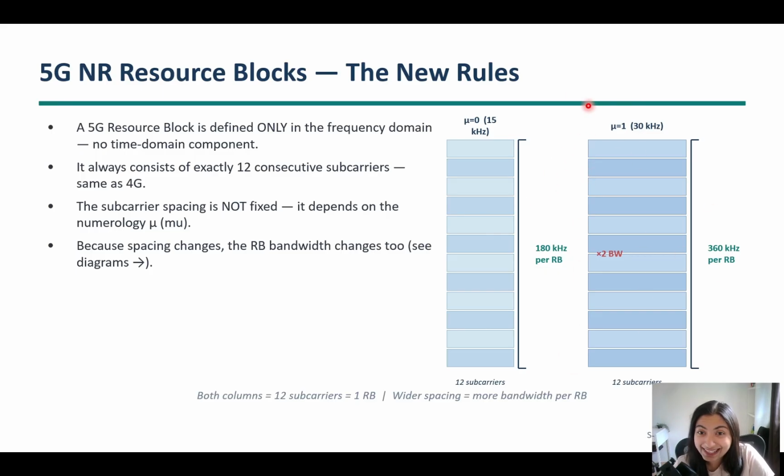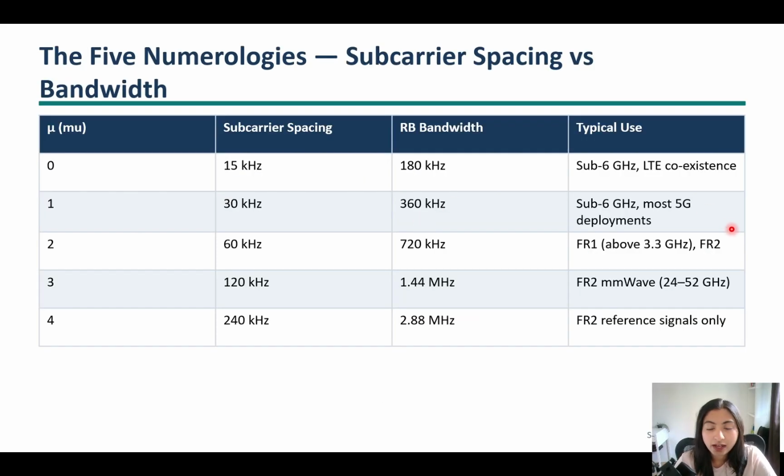This is exactly why 5G can serve everything from narrow IoT channels to wide millimeter wave carriers with one unified resource grid framework. Now let me quickly walk you through the numerology table. Mu equal to 0 gives us the familiar 15 kilohertz subcarrier spacing, same as in LTE, with a resource block bandwidth of 180 kilohertz.